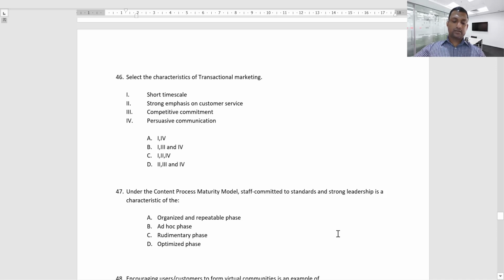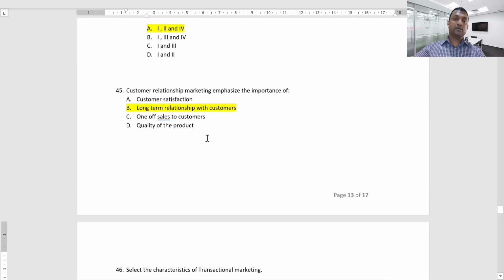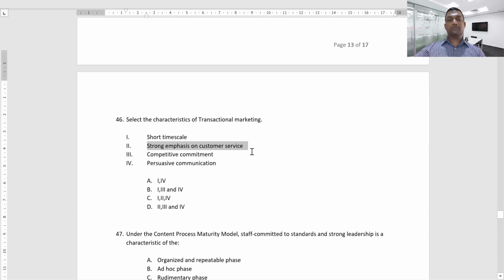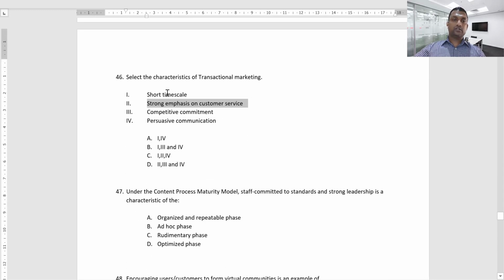So the answer has to be a short time scale is there, competitive commitment is there, and persuasive communication is there. This is not there because customer service is a strong emphasis on customer relationship marketing. So therefore this one and this one and this one is the right answer. So you have that combination in the answer B, right?